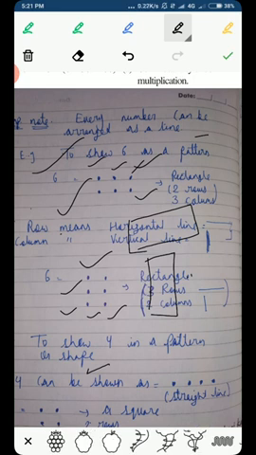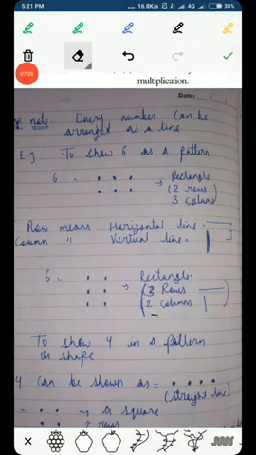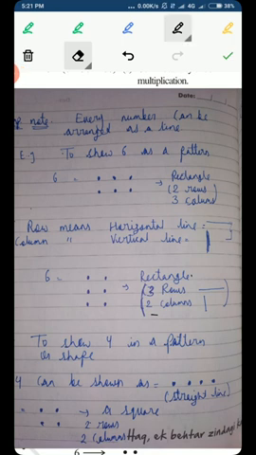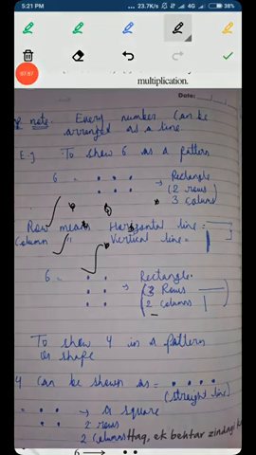And we can also express 6 in the form of a triangle. It's just our own knowledge that we are using. We draw 1 dot in the first row, then 2 dots in the second row, and then 3 dots in the third row.